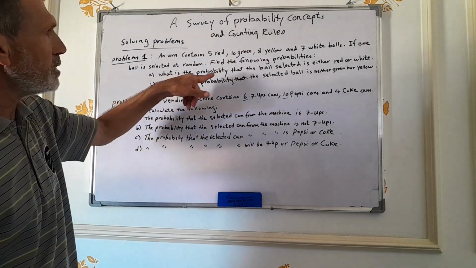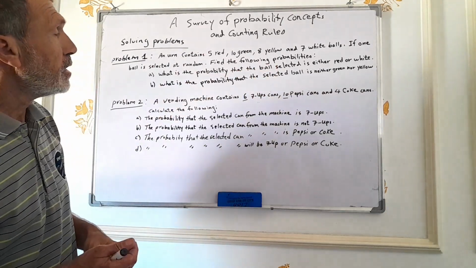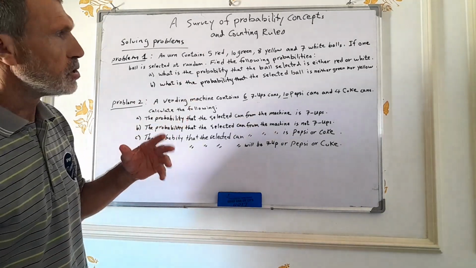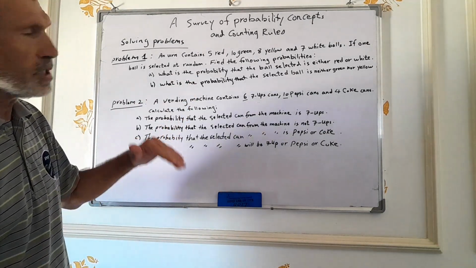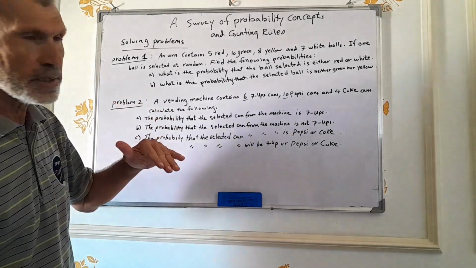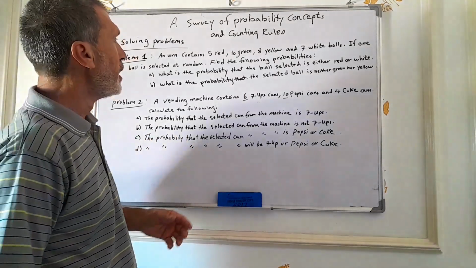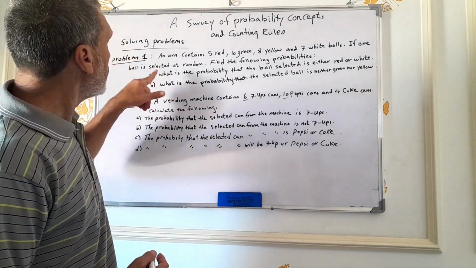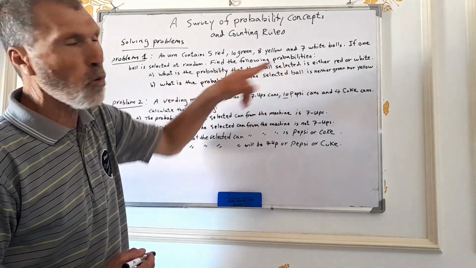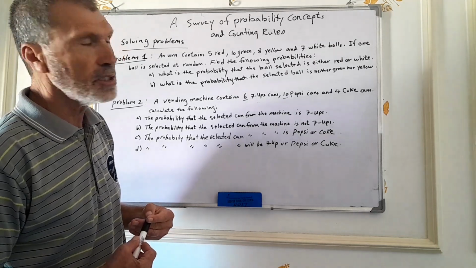What is the probability that the ball selected is either red or white? Here, as you can see, we have mutually exclusive events. So, a ball that is red cannot be green, or a ball that is yellow cannot be green or red or white. Therefore, we have events that are mutually exclusive. Now, let's solve this problem. Part A, what is the probability that the ball selected is either red or white? So here we're talking about, of course, the addition rule.